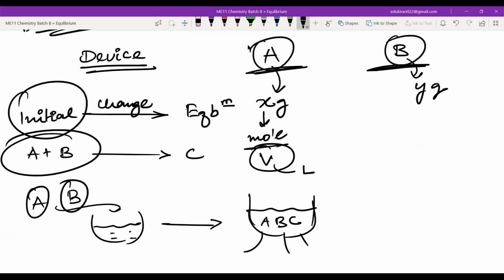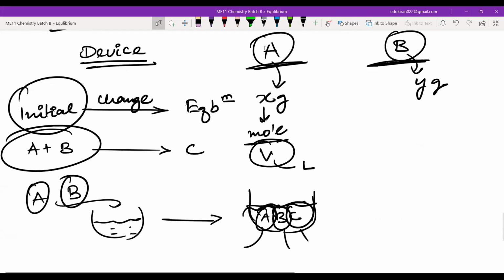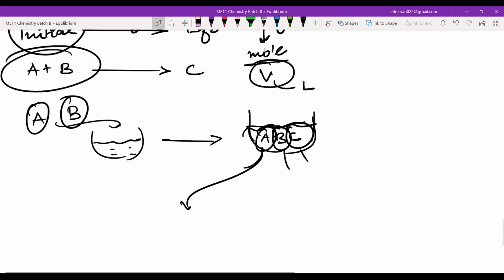So if I wanted the information of initial concentration, it was very easy for me. I can just take some A, measure the weight, measure the volume, divide them, and get the concentration. But when I achieved equilibrium, and I had A, B, and C in a mixture, I had to first separate them. For separating these, depending on the nature of the substance that we have in equilibrium, we have to choose different devices.